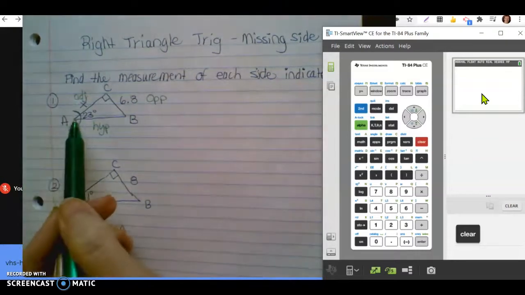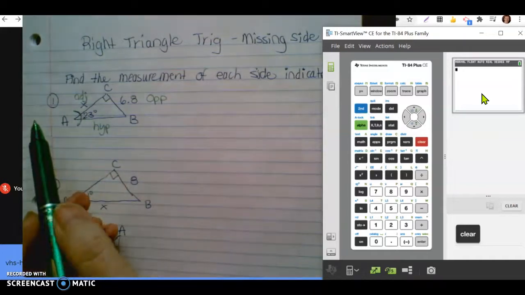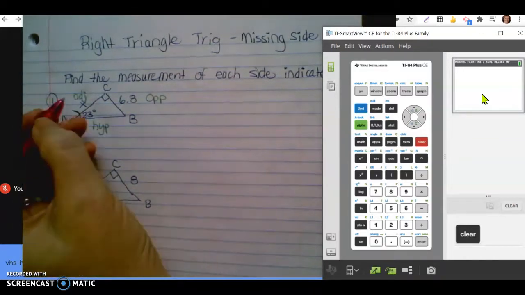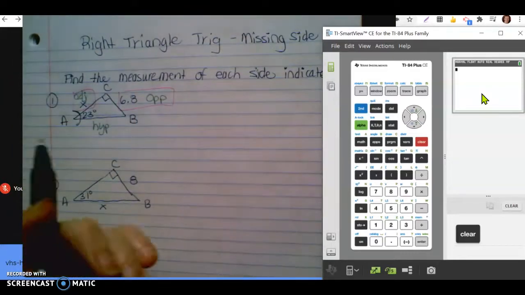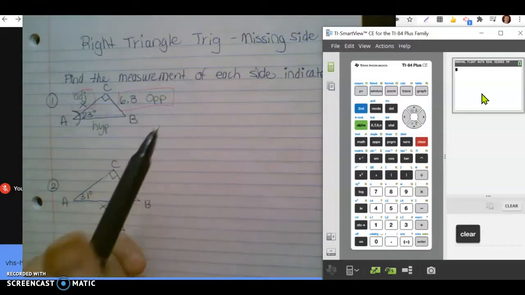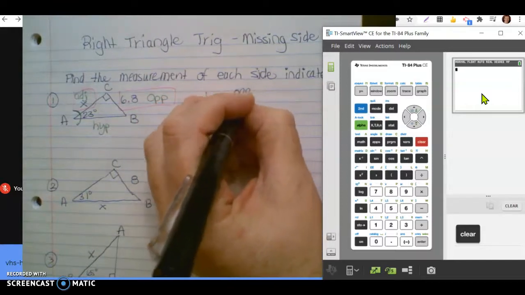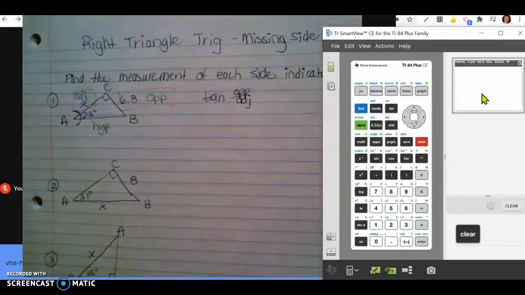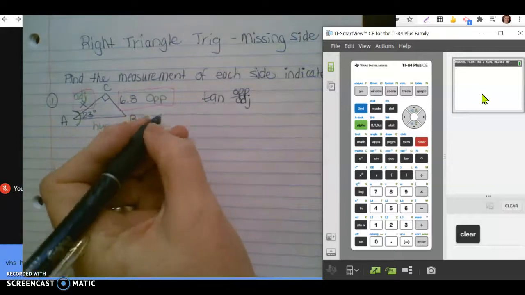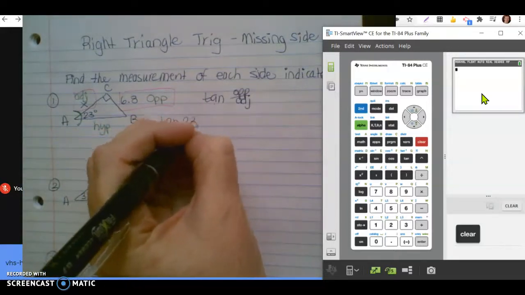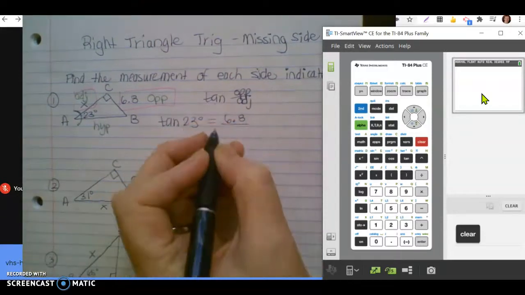Okay, so it is asking me to find side x. And what I have here is I need the adjacent and I have the opposite. So what trig function goes with adjacent and opposite? And that is tangent, right? Tangent is opposite over adjacent. So I'm going to use tangent, and it's relative to this angle, 23 degrees. So I'm going to say tangent of 23 degrees is equal to 6.8 over x.